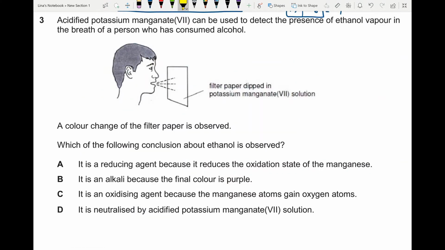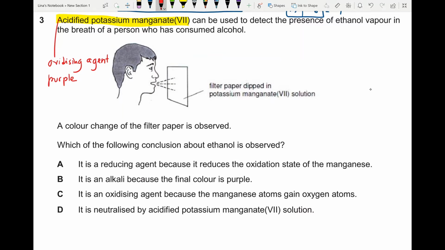Acidified potassium manganate is a very strong oxidizing agent. And the color is purple. Now, when this oxidizing agent is reduced, as we learned earlier, oxidizing agents are the substances that get reduced. The oxidation state of manganese decreases from +7 to +2.